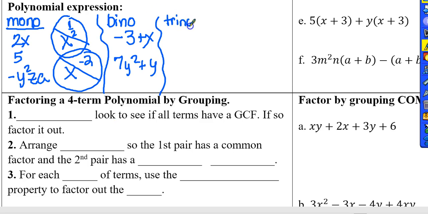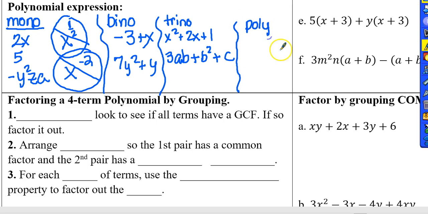Let's do the next one. The quadratic that everybody loves, the trinomial. Okay, examples could be x squared plus 2x plus 1. That's a perfect square trinomial. I love those. They're really easy to factor once you figure them out. 3ab plus b squared plus c. Trinomial? Yeah, not quadratic. What a trinomial. Okay, just 3 terms.